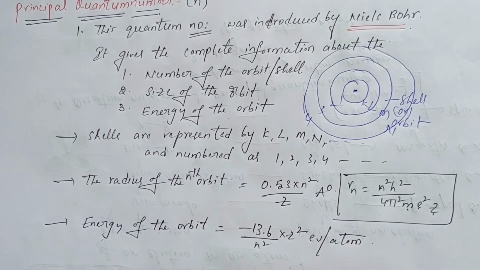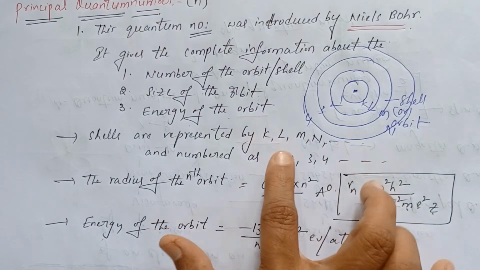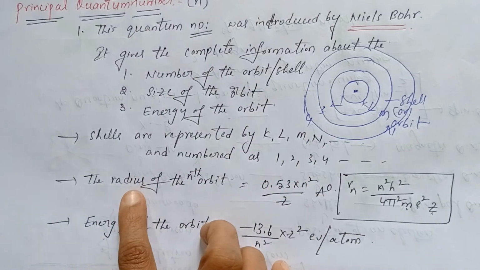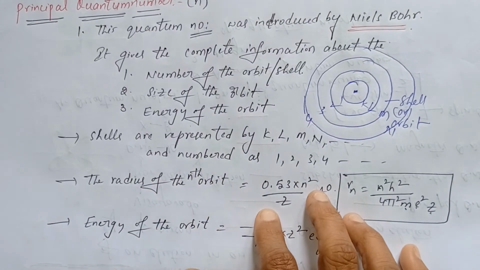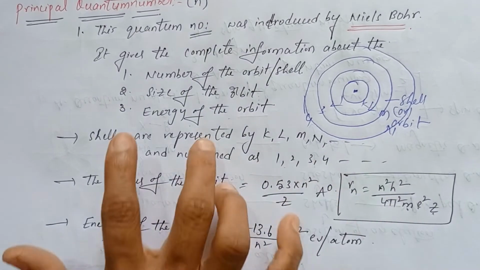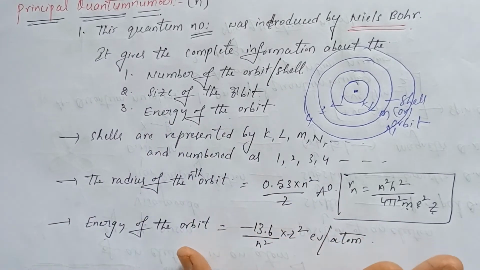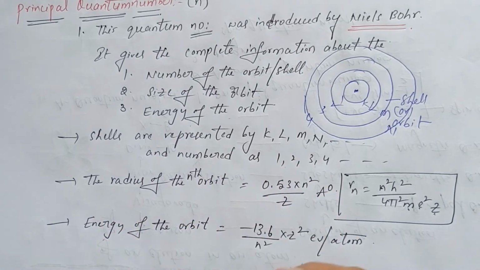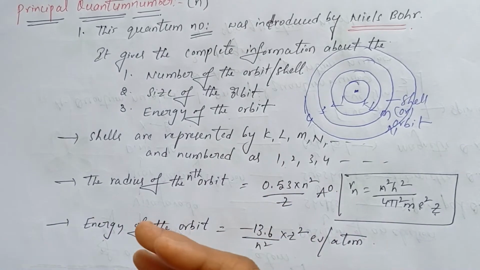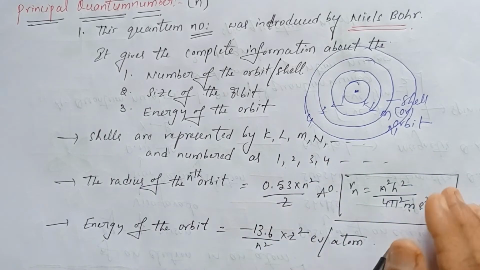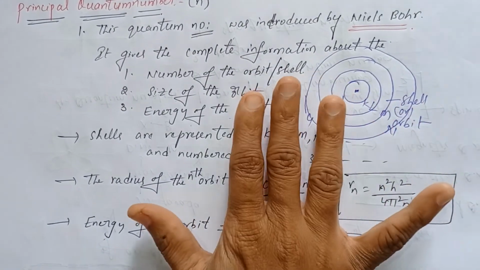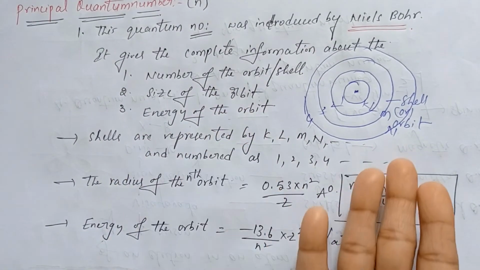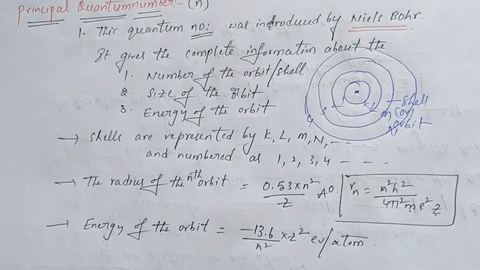So here the number of the orbit means the shells are numbered as 1, 2, 3, 4 represented by K, L, M, N, and the size of the orbit is nothing but the radius of the orbit. This is the formula, students, important. And the energy of the orbit, this is the formula. So this is about the principal quantum number, students. The principal quantum number gives the complete information about the shell: shell number, shell size, and shell energy, or orbit energy.